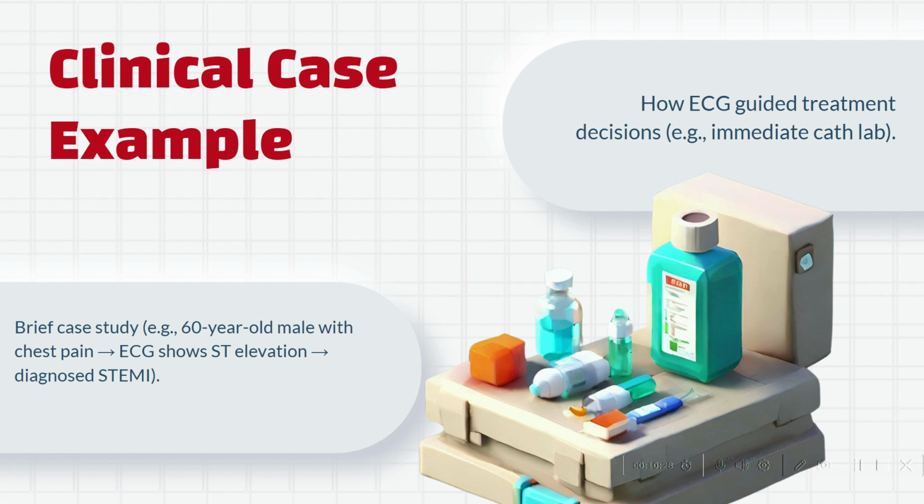The ECG findings prompted rapid activation of the cardiac catheterization team, and the patient was taken directly to the cath lab for emergent coronary angiography and percutaneous coronary intervention. A 100% blockage was identified in the left anterior descending artery, and a stent was successfully placed to restore the blood flow. The ECG not only enabled a swift diagnosis, but also guided the urgency of treatment, reducing the time to reperfusion, which is critical in preserving heart muscle and improving survival.